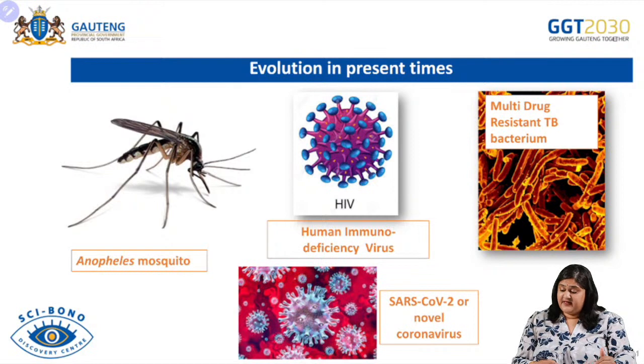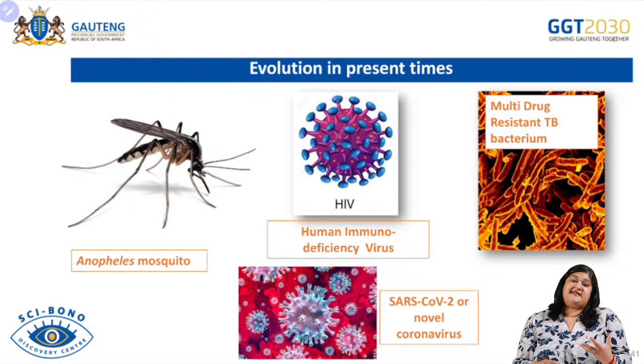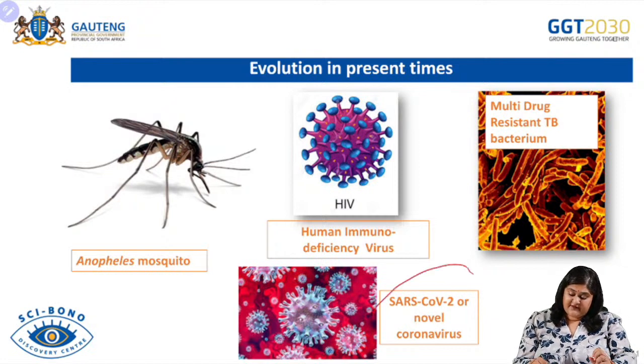Then we have the TB. TB bacteria has become resistant to TB drugs because of mutations. Because when they're evolving, they also mutate. So now those mutations are making them resistant to the antibiotics, or the drugs that are used. Then HIV becomes resistant to the ARVs.